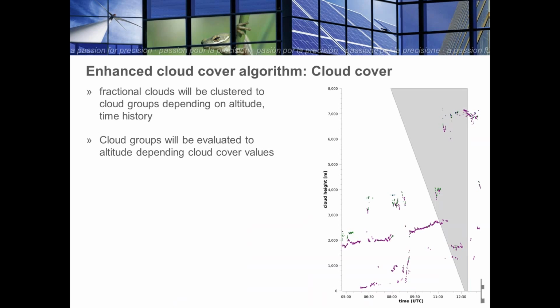Another part of these so-called enhanced or second step algorithms are these cloud cover algorithms. They are also asked for by some of the Met offices, also by the solar industry. They want to have this information if they're using ceilometers. So here you see all these dots are clouds.